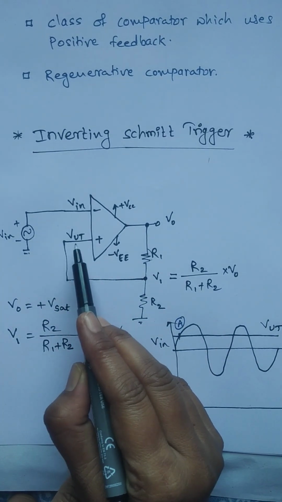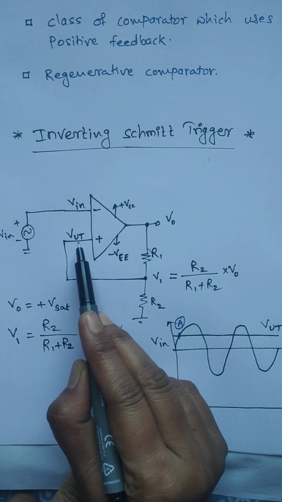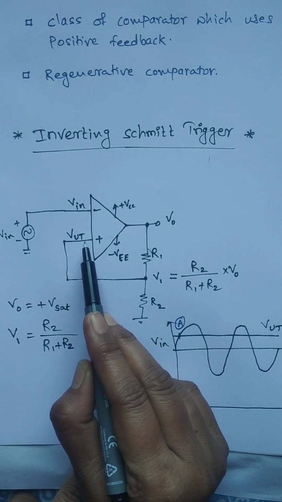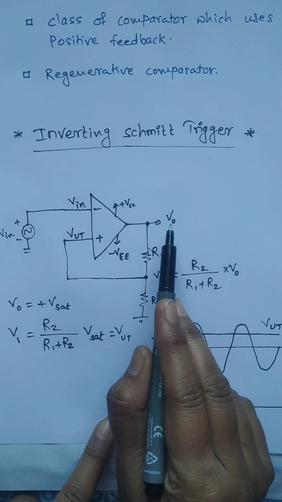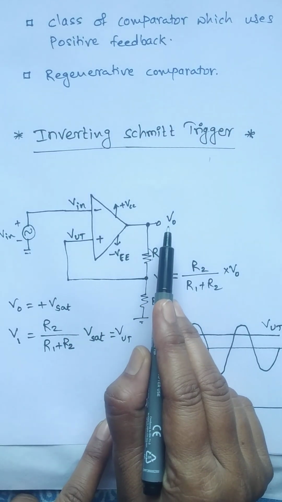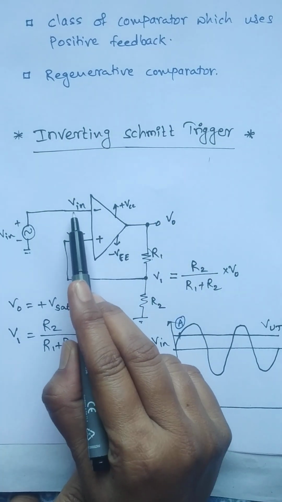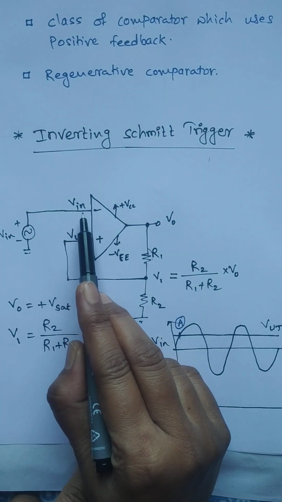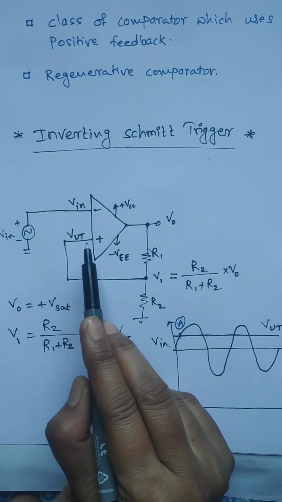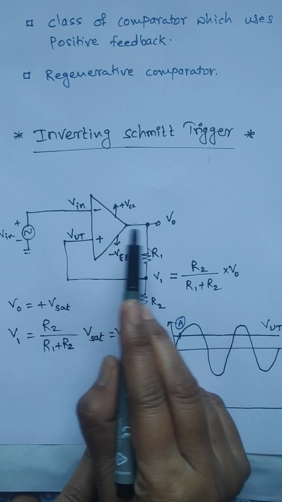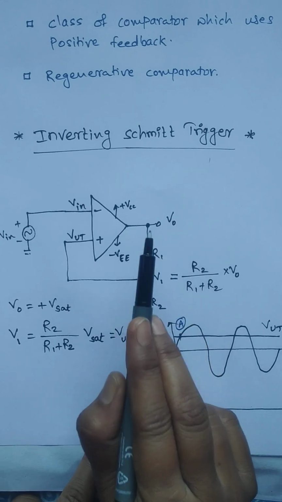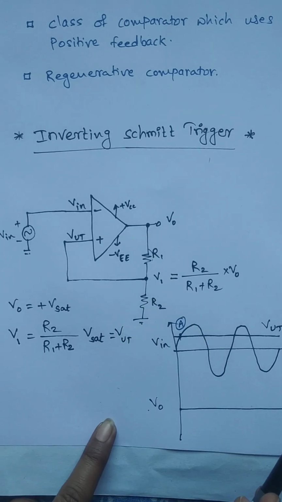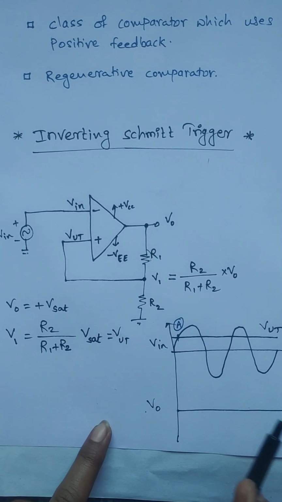So what will happen if the voltage at the non-inverting terminal is greater than the voltage at the inverting terminal? The output voltage switches to plus Vsat. And if the voltage at the inverting terminal is greater than the voltage at the non-inverting terminal, the output voltage will switch to minus Vsat. This is the simple operation of the comparator. Same thing you have to apply here.